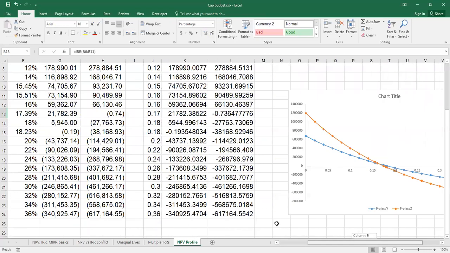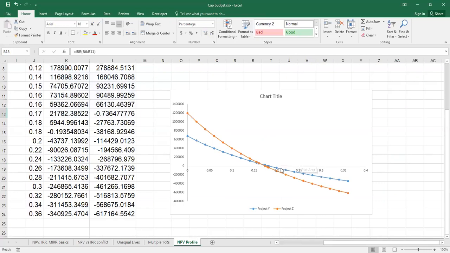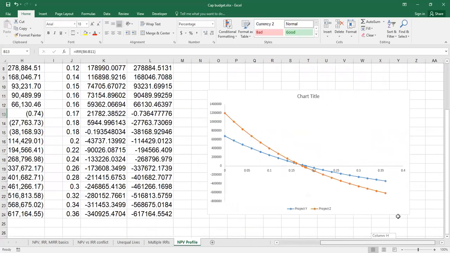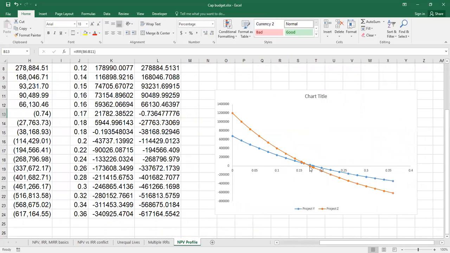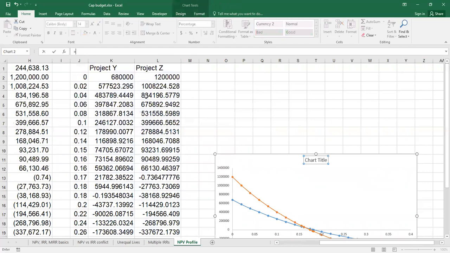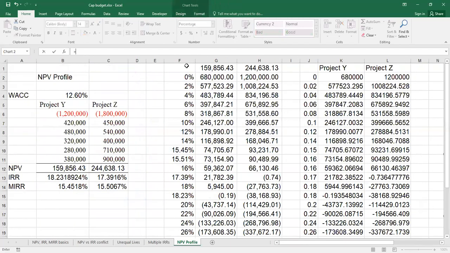18.23%, di ba ang IRR, that is the rate of return where the NPV is zero. So ito si Y yung blue, at 18.23%, zero siya. Samantalang si Z at 17.39, nauna siyang ano, at 17.39 yung orange, naging zero na siya. So kailangan mag-conclude tayo dito, no? Kailangan i-summarize natin yung conclusion natin.